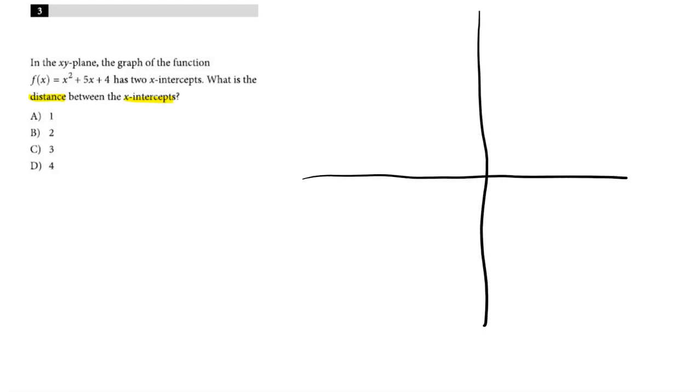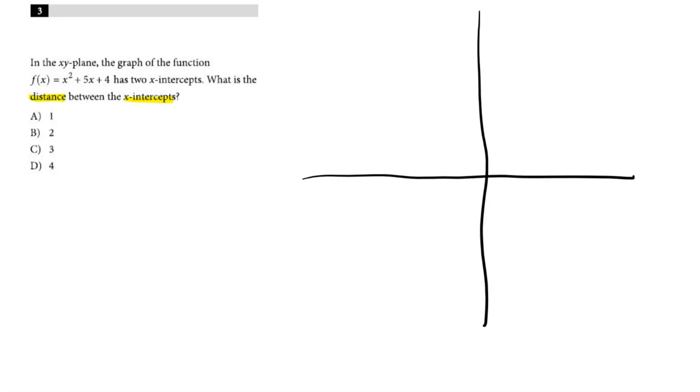In the xy plane, the graph of the function f of x equals x squared plus 5x plus 4 has two x-intercepts. What is the distance between them? So that's the key thing we need to focus on: the distance between x-intercepts. All right, well, let's think about the graph of this thing. If this was the calculator version, I could use a graphing calculator, but since this is no calculator, we need to be able to sketch this.